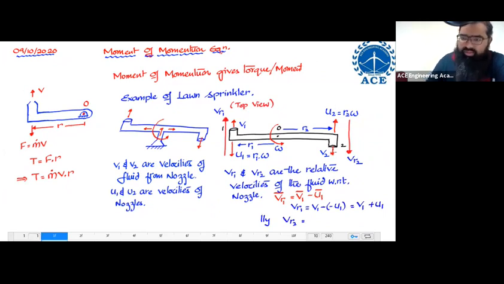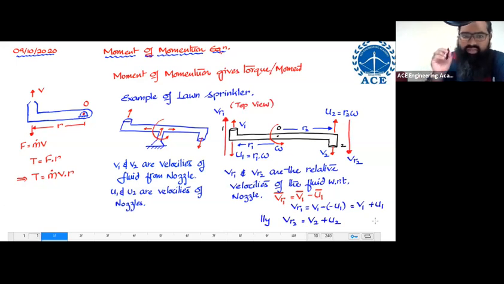Now you see both of them are in opposite direction. So if V2 vector I'm taking down, U2 vector is negative of U2 in downward direction. Therefore, again, this becomes equal to how much? V2 plus U2.